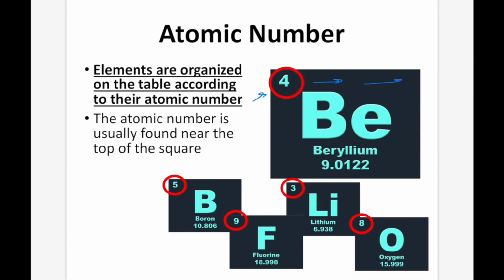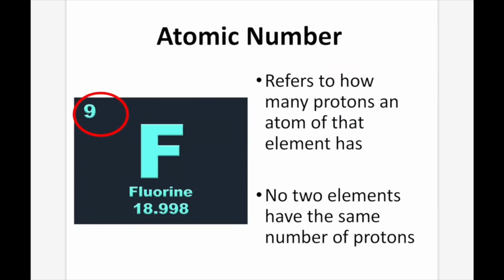Now you'll be able to differentiate it from the atomic mass because it's going to be smaller. So the atomic number is going to be smaller than the mass number. You can see the mass number down here. The atomic number refers to how many protons an atom of that element has. No two elements have the same number of protons. If they did, they would be the same element.